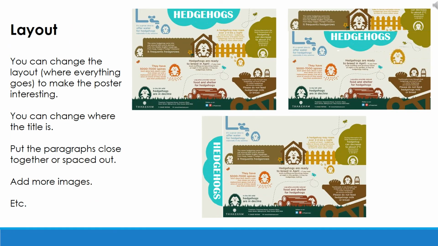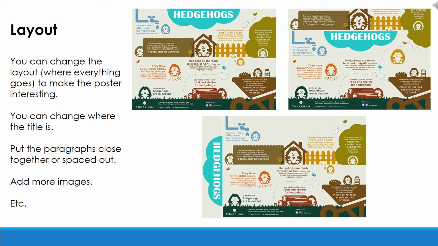I want to quickly talk to you about varying your layouts. Now you can change where everything goes to make the poster interesting. As you saw, we had 4 examples. Each one was different. You can make the paper going up and down in portrait or side to side in landscape. And here you can see an example of how we can move the title.